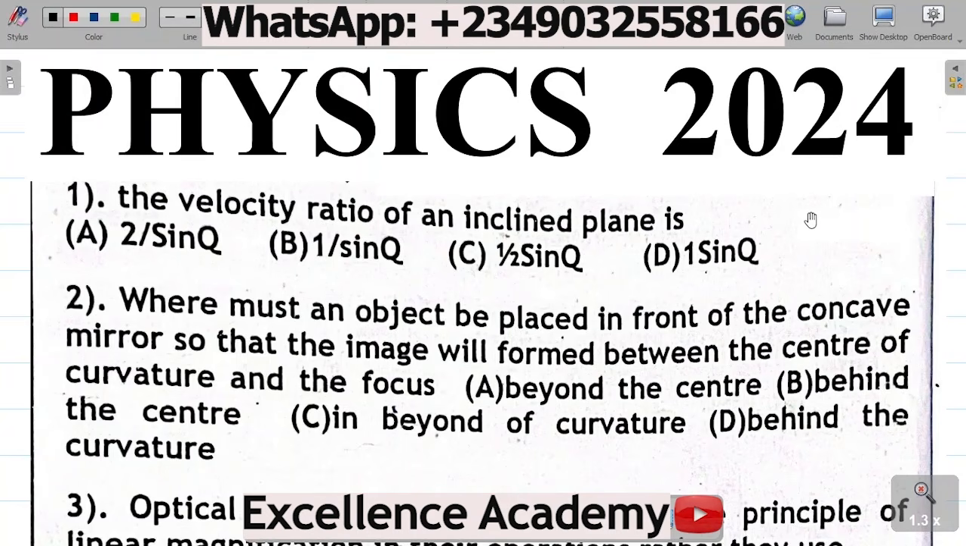Let's look at the solution to the JAMB Physics 2024 examination questions.